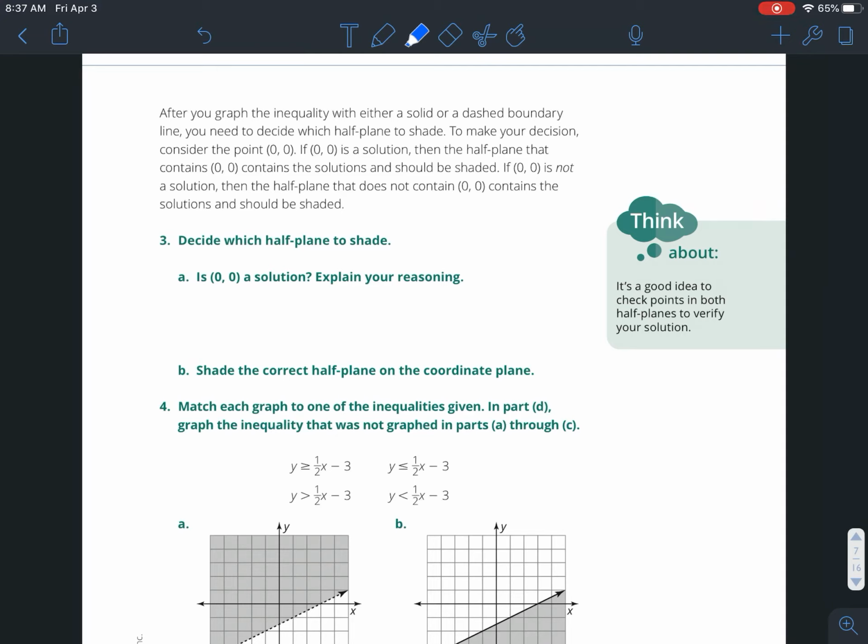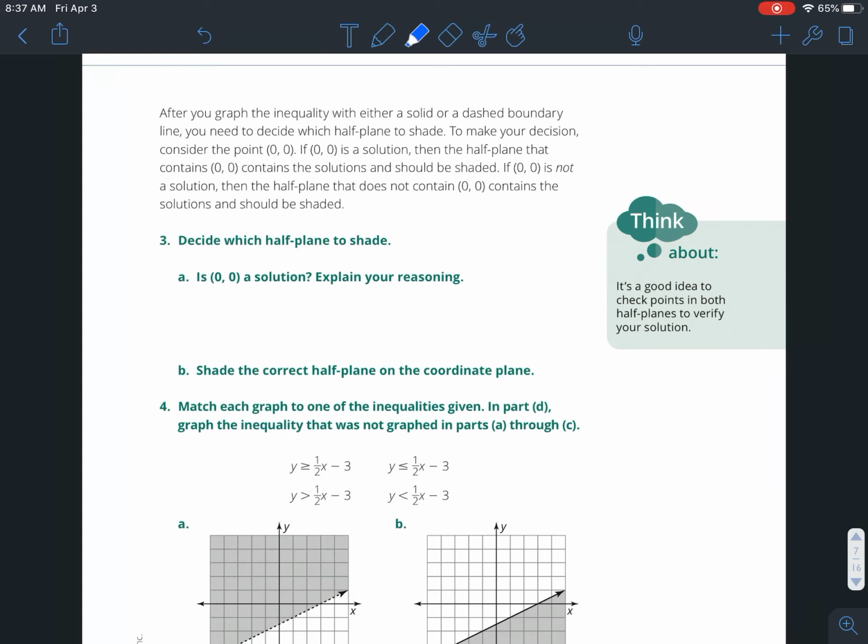Okay, so if we read the top part, sorry guys. After you graph the inequality with either a solid or dashed boundary line, you need to decide which half plane to shade. To make your decision, consider the point 0, 0. If 0, 0 is a solution, then the half plane that contains 0, 0 contains a solution and should be shaded. If 0, 0 is not a solution, then the half plane that does not contain 0, 0 contains the solution and should be shaded.